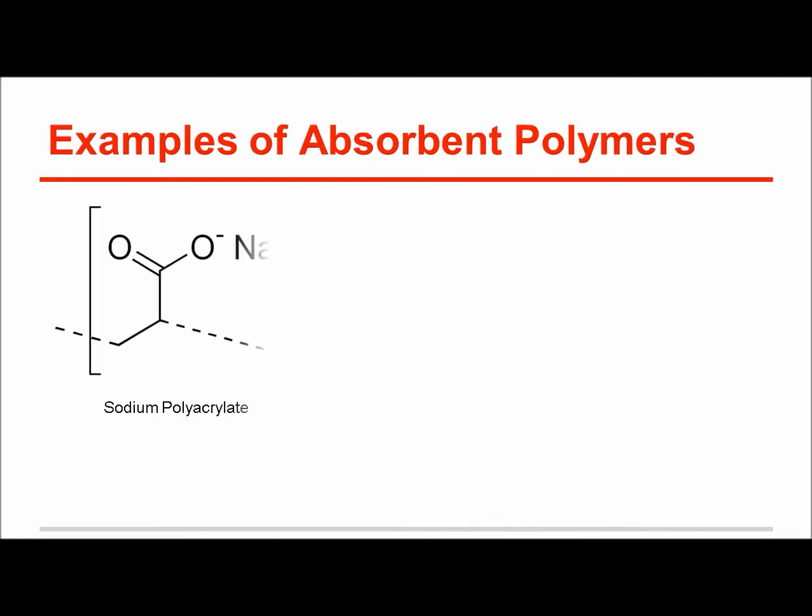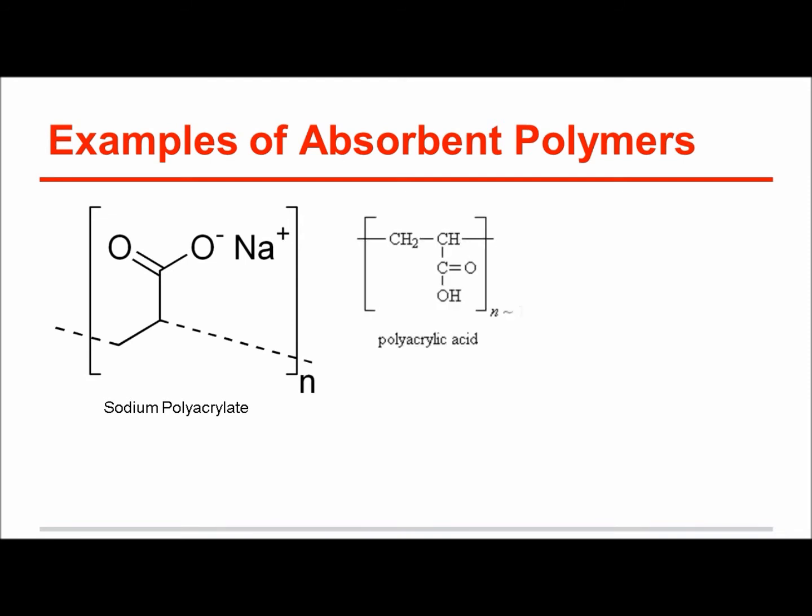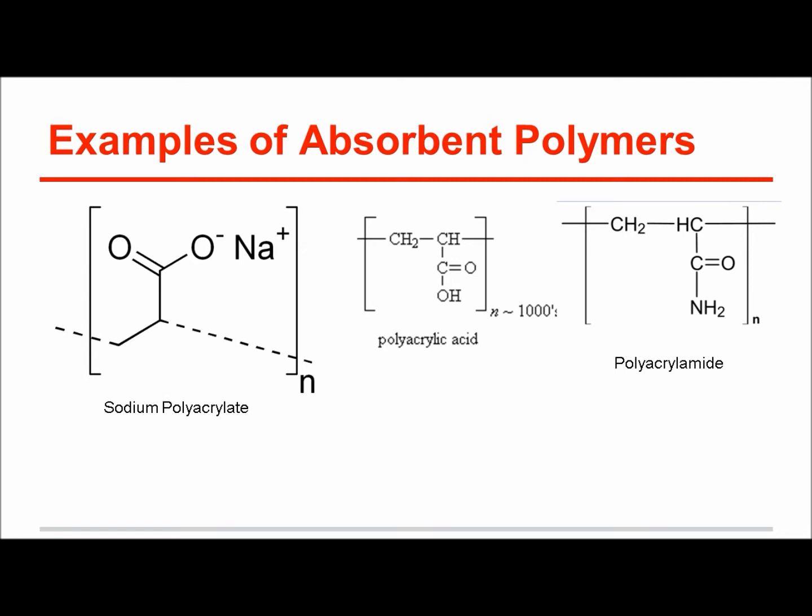Here are some examples of absorbent polymers. On the left is sodium polyacrylate, in the middle polyacrylic acid, and on the right is polyacrylamide. Sodium polyacrylate is commonly used as the premier slush powder. Polyacrylic acid is commonly used in baby diapers. Polyacrylamide sees similar functions as sodium polyacrylate and polyacrylic acid.